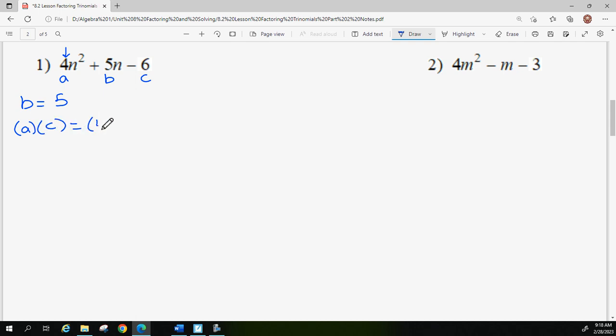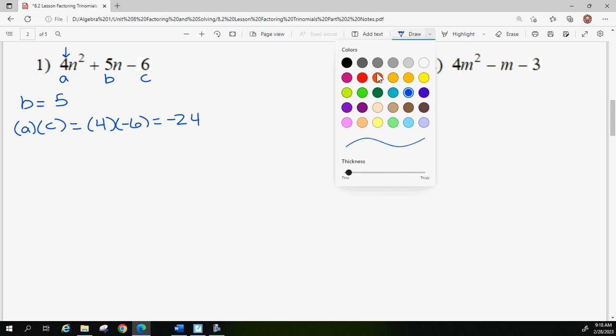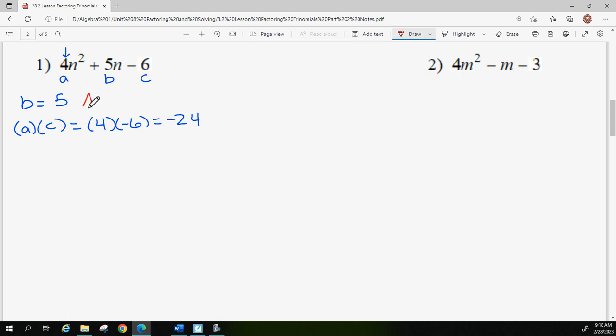and so we're going to be multiplying 4 times -6, and we get -24. And so our goal was to find two numbers that add to be B and multiply to be A times C. And so that process is the same. We're going to pick two numbers that multiply to be -24 and also add to be 5. And this takes maybe some guessing and checking, and the more you do of these, the better you'll get at this.